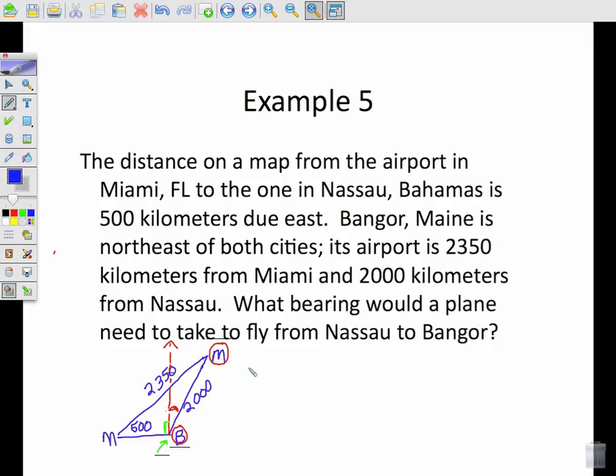So let's do that. It would be 2,350 squared equals 500 squared plus 2,000 squared minus 2 times 500 times 2,000 times the cosine of the angle that we're trying to find. We're going to call it angle B for Bahamas.